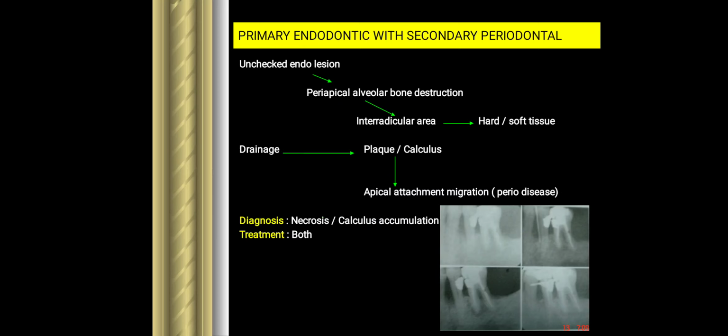In primary endodontic lesion with secondary periodontal infection, unchecked endo lesion will lead to periapical alveolar bone destruction in the interradicular area that will affect hard as well as soft tissues. Drainage will be required. Plaque and calculus accumulation will lead to apical attachment migration in periodontal disease. Diagnosis will be necrosis, and calculus accumulation will be there. Treatment in such cases, endodontic plus periodontic treatment, will be required.